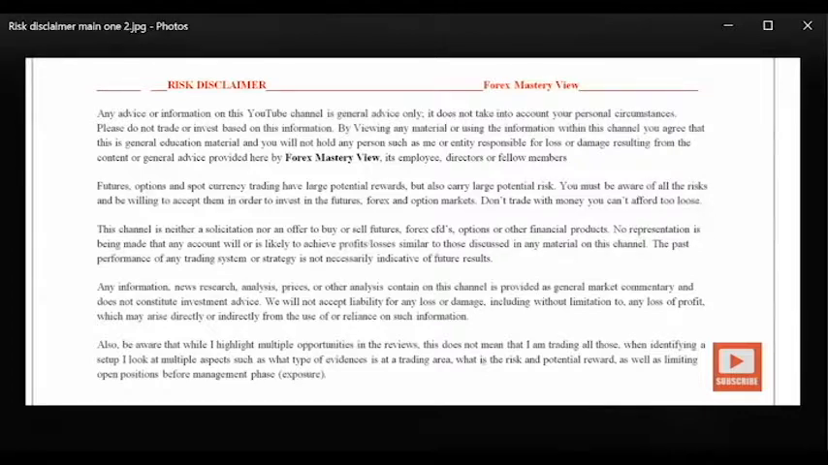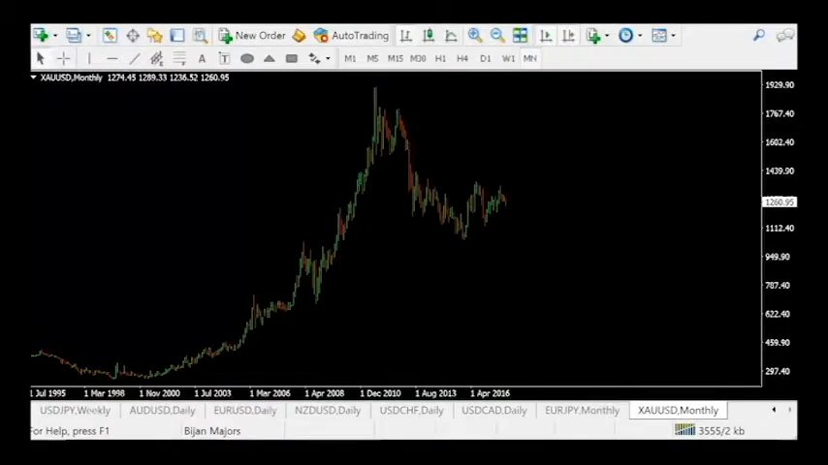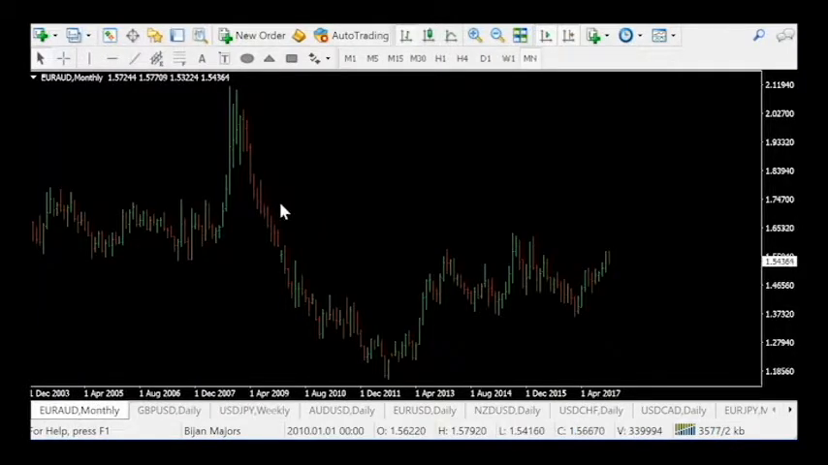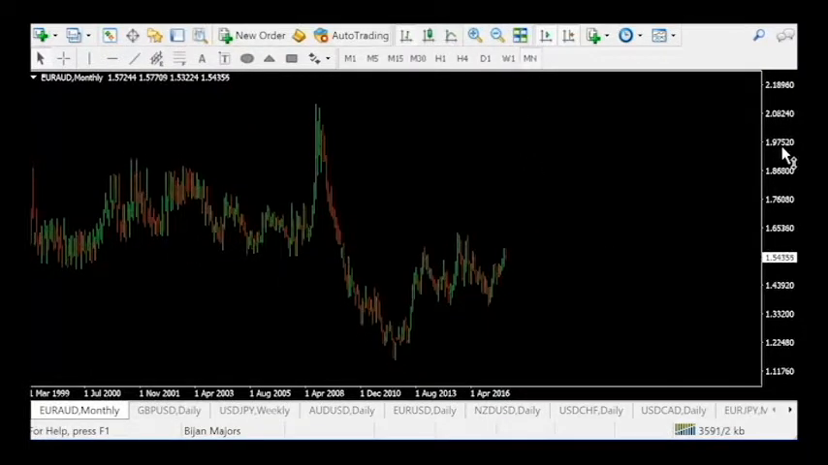Okay, let's get started. Let's bring up our trading charts and see what we can find today. The first is the Euro Aussie. Let's go to the monthly chart and see what we actually find.